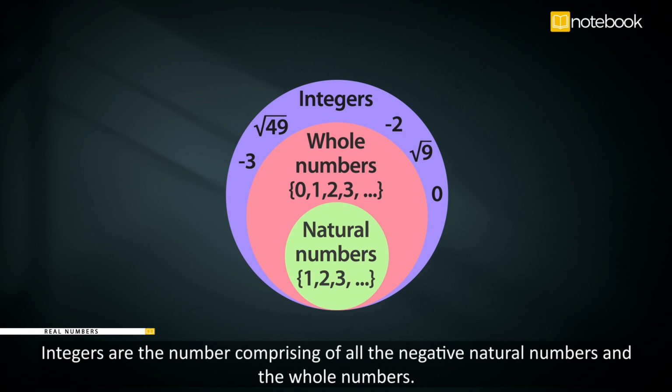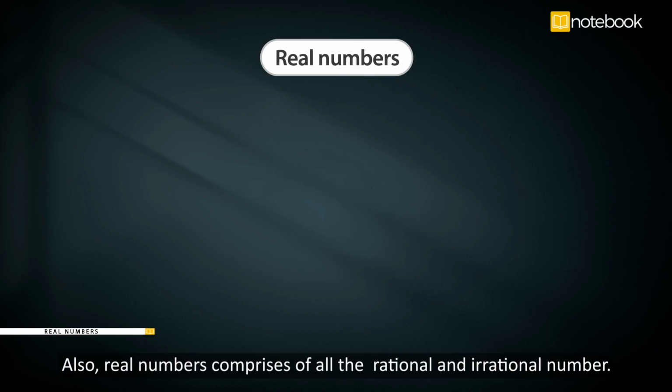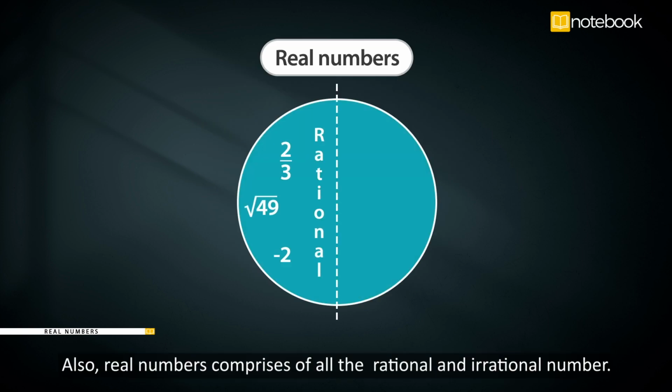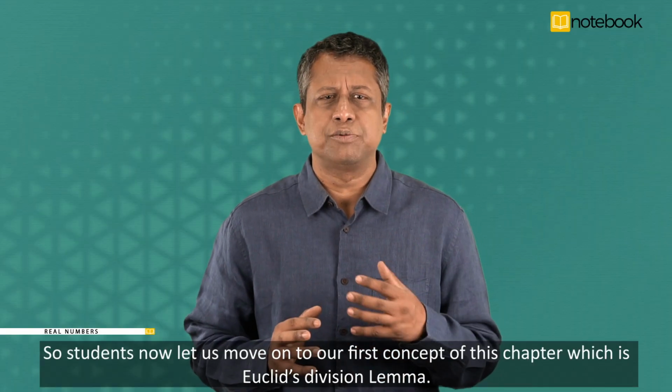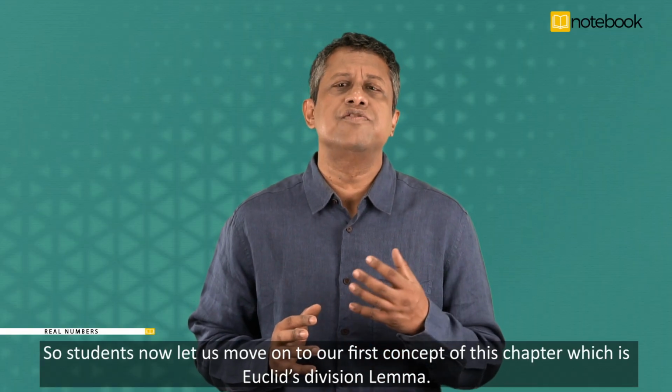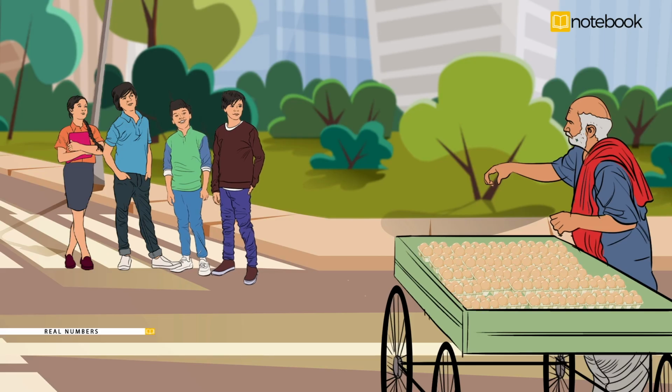Integers are the numbers comprising all the negative natural numbers and the whole numbers. And rational numbers are the numbers which can be expressed in the form of p by q, where q is not equal to 0. Also, real numbers comprise all the rational and irrational numbers. So, students, now let us move on to our first concept of this chapter, which is Euclid's division lemma. Let us try and understand it through the following illustration.